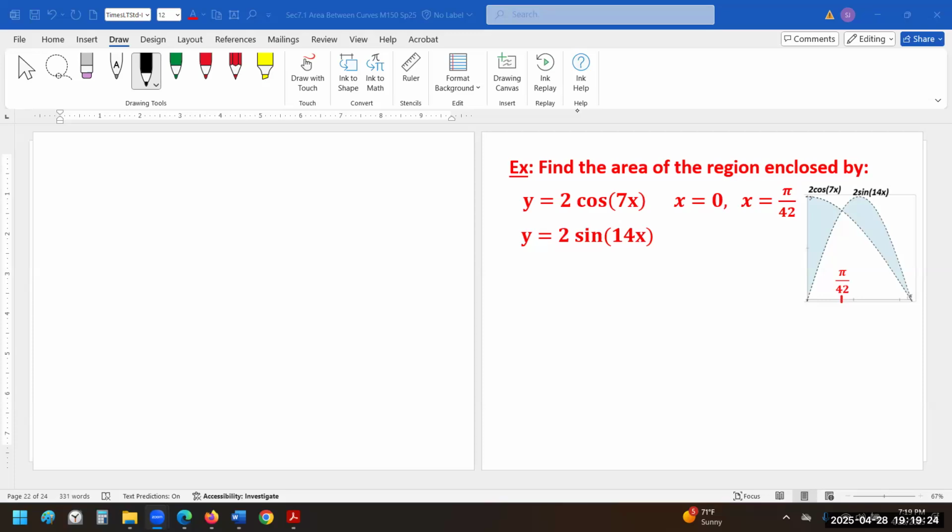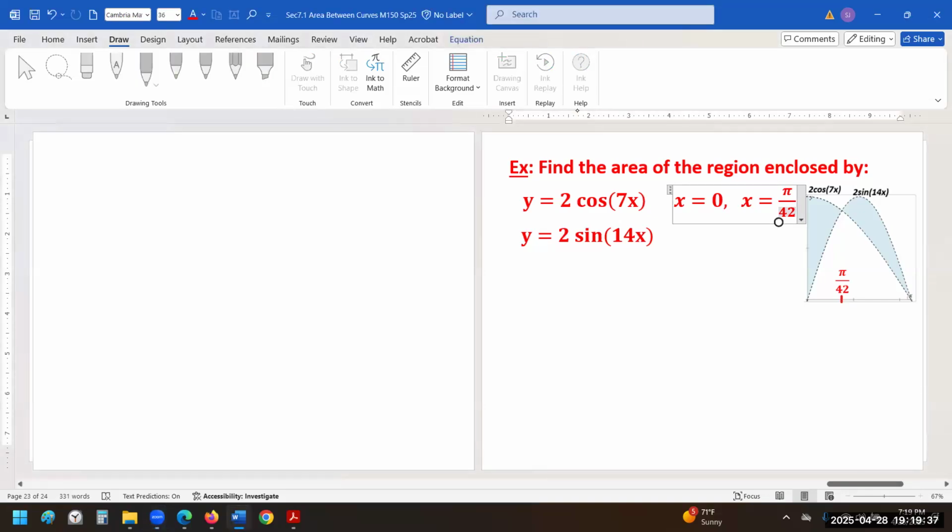So this one, I did it the entire day, and I kept making mistakes. For some reason, I don't know why. And then I realized I should give you this, because I made some type of error. So one type of error I see is here. This is pi/14, not pi/42.